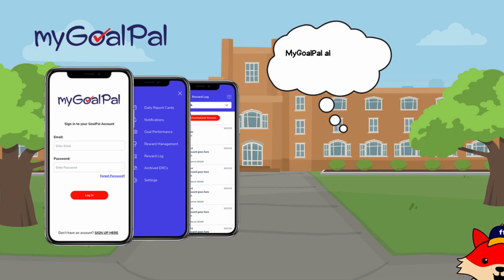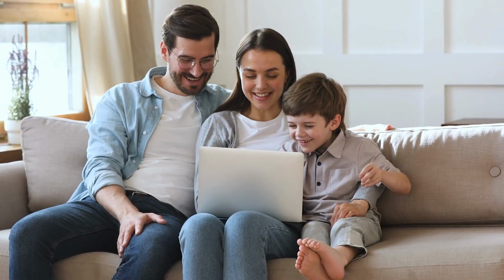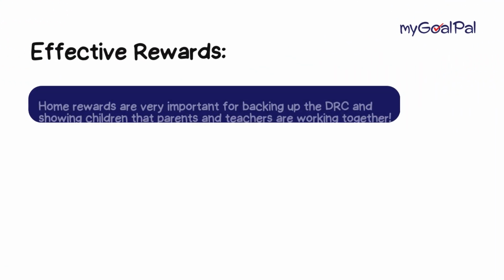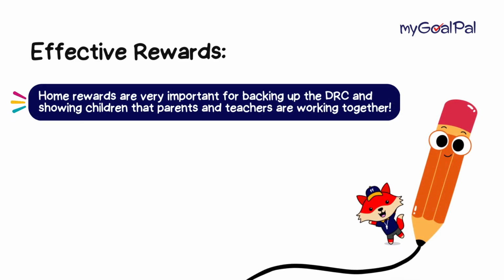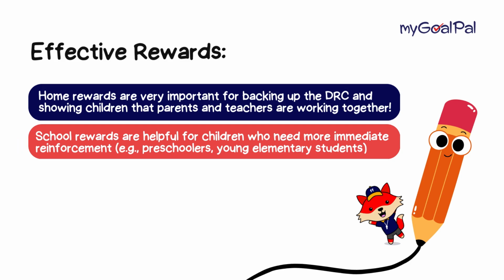My Goal Pal allows users to add reward menus for both home and school. When parents provide home rewards for school behavior, it sends the message that parents and teachers are working together to support the student. Some kids, especially younger ones, may also benefit from more immediate reinforcement provided at school to help them stay on track meeting goals throughout the day.